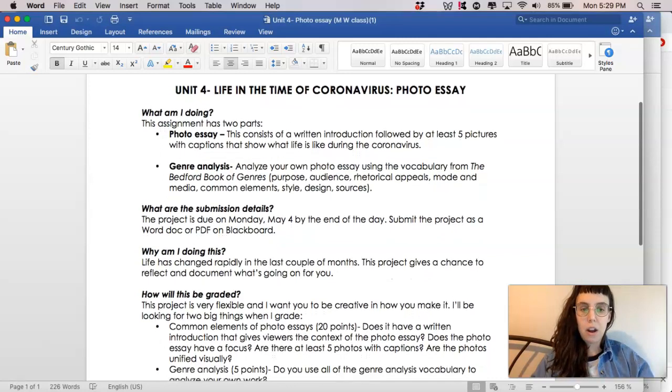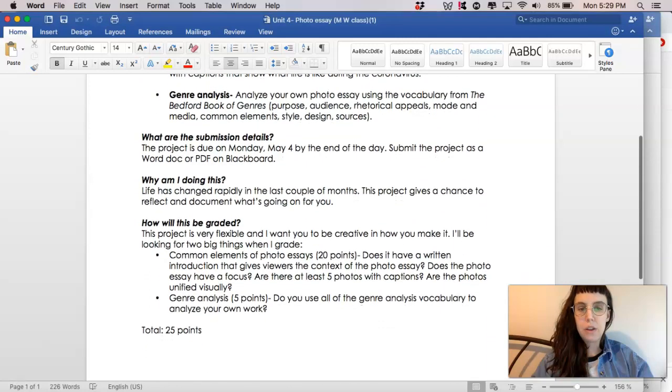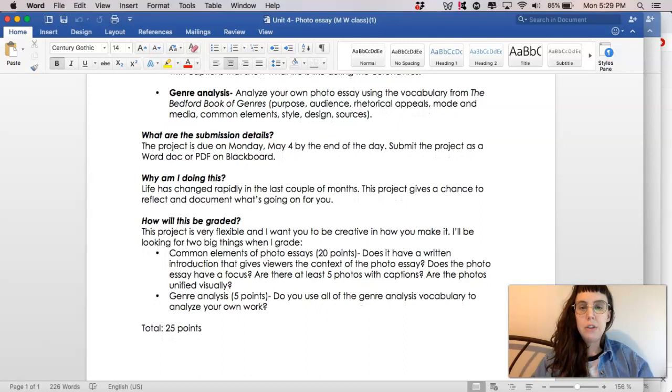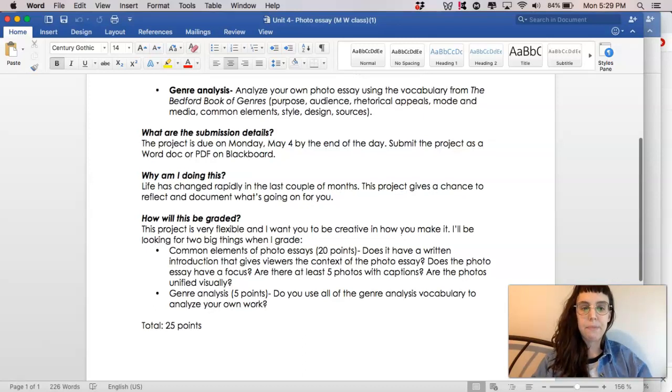The second part is the genre analysis, where you analyze your own photo essay using the vocabulary from the Bedford Book of Genres. So that's purpose, audience, rhetorical appeals, mode and media, common elements, style, design, and sources. So same thing we've been doing for the last 2 projects. You do the work and then you analyze your work.